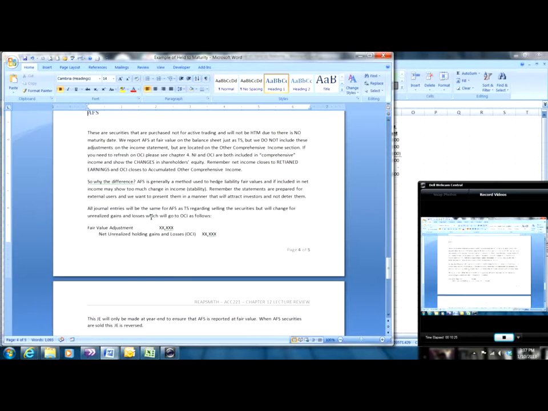Let me click that. Okay, so these securities are purchased not for active trading and will not be held to maturity because they don't have a maturity date. So neither one of these could be held to maturity mainly because they're not debt instruments, but there's no maturity date. So it can't be an HTM. Plus, normally we know in advance if it's available for sale or a trading security. The only difference between AFS and trading securities is that we report the unrealized gains and losses in other comprehensive income and not in net income.